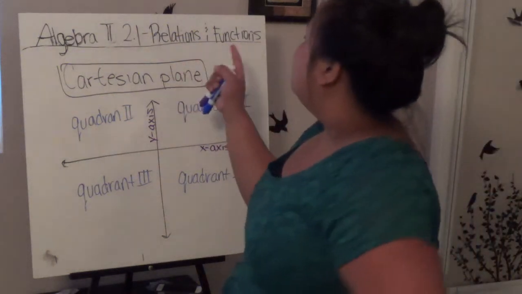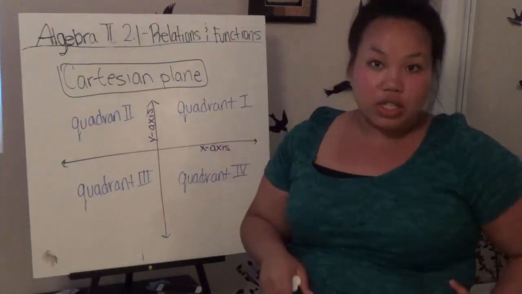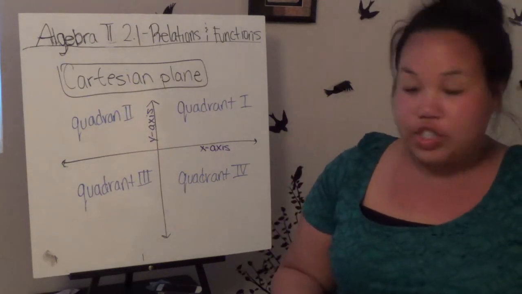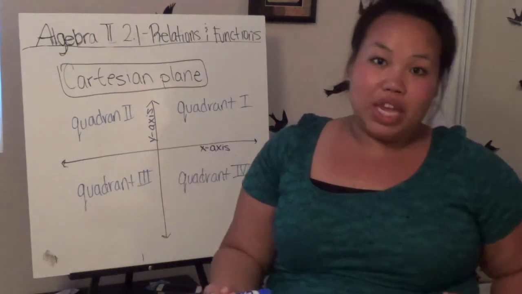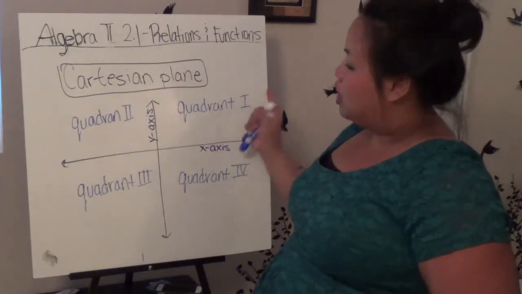Algebra 2, section 2.1 deals with relations and functions. So we're going to do a lot of graphing for this chapter. And before we graph, we need to be reintroduced to the Cartesian plane. You might not know of it as a Cartesian plane, though, but this is what it's called.